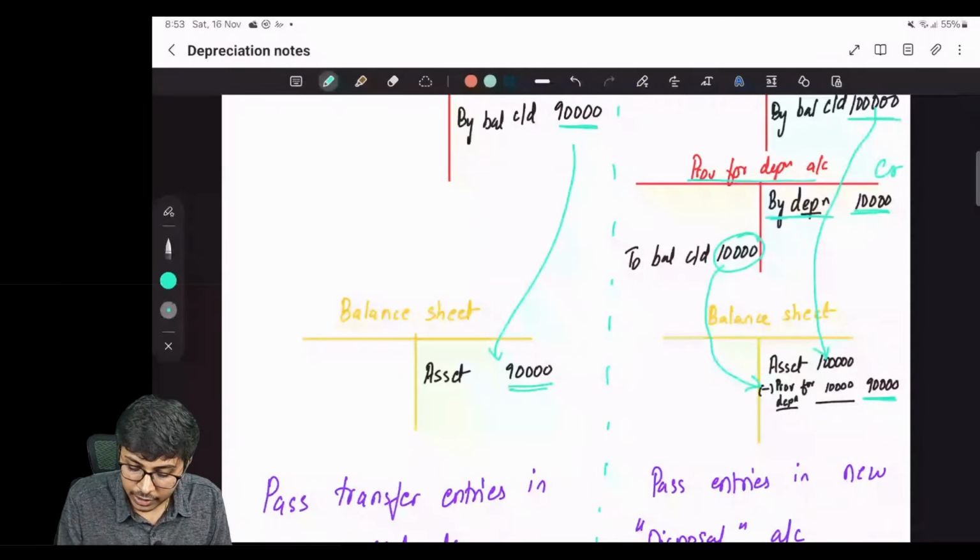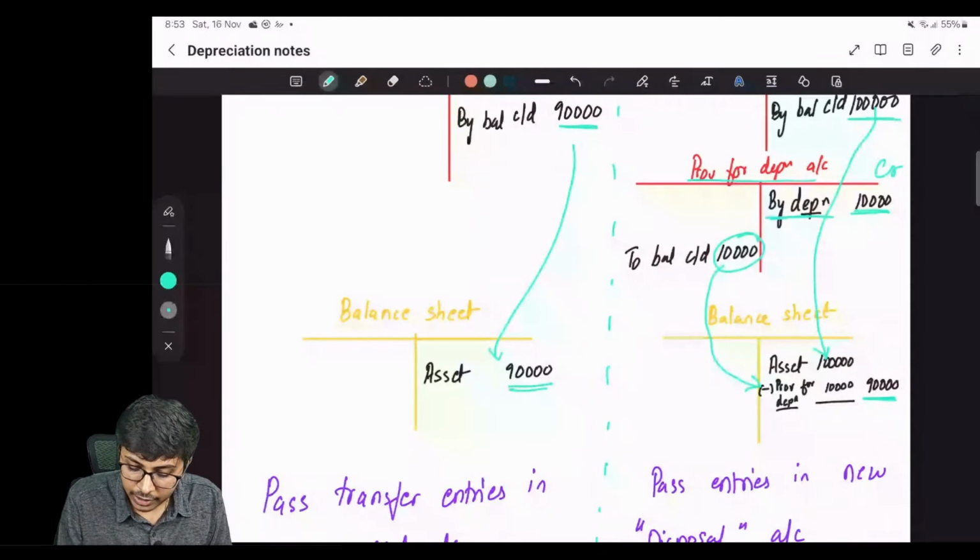And always remember, in the year of sale, suppose you will not sell it on the first day only, or on the last day only, you can sell it in between also, correct? So when you sell it in between, till the period that you have used in that particular year, you will provide depreciation on that particular asset. Very easy and simple, correct? Don't get confused again.